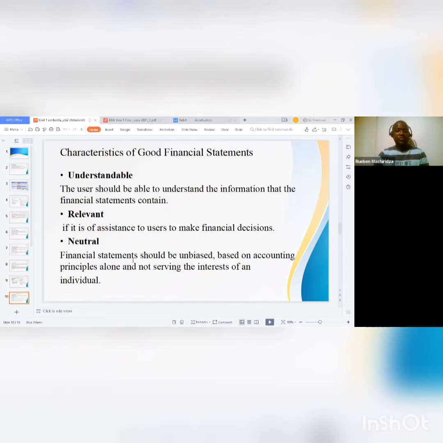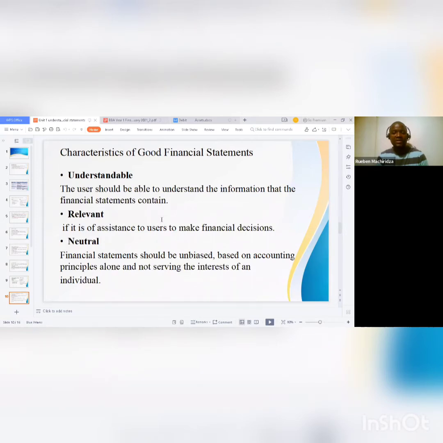Okay. So we want to look now at the characteristics of good financial statements. For us to be said to have done a good job in the preparation of financial statements, what must we have done? What really must we have done for our financial statements to be said to be in good condition, or to convince the users of the financial statements? What should they include and what should they not include? So this is what we are going to be looking at, the characteristics of good financial statements.